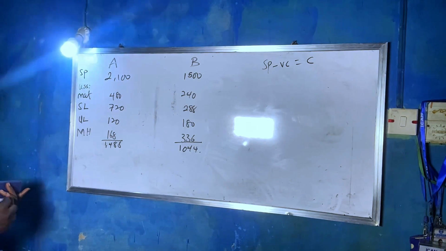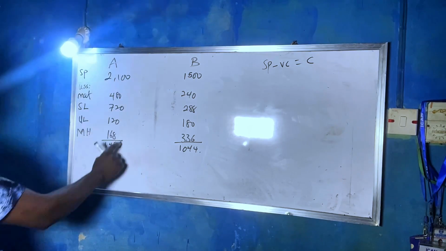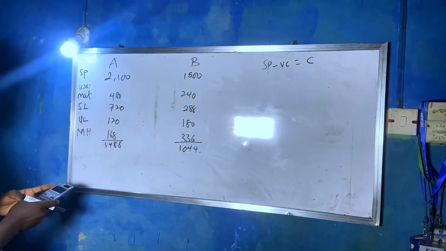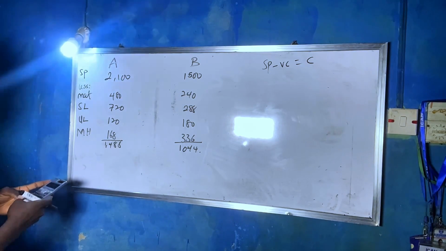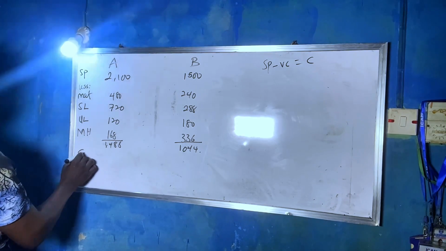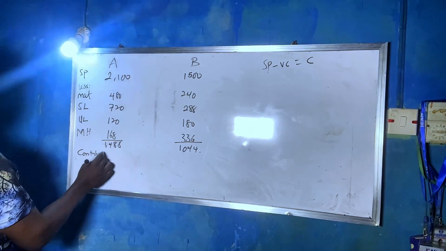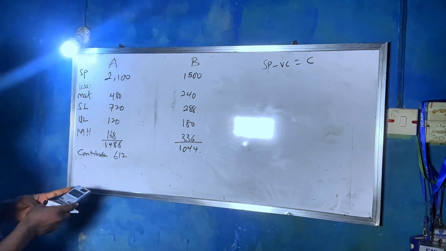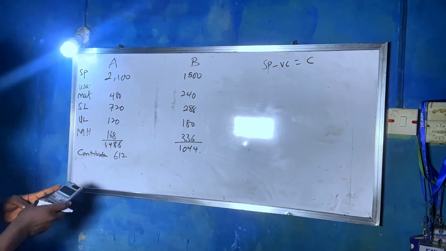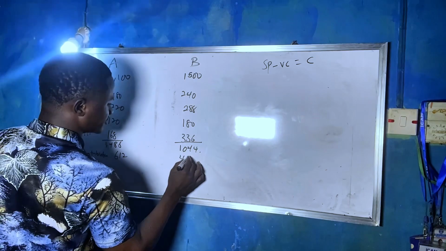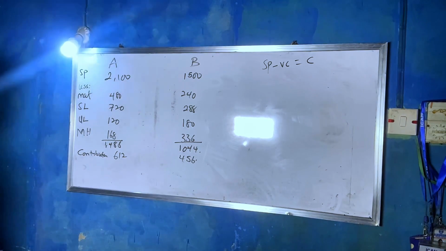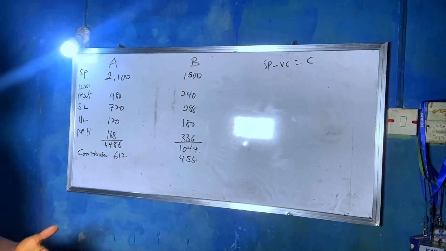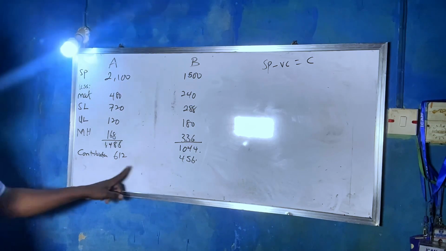So of course our contribution is our selling price minus the totality of our variable cost. So 21 minus 1488 gives us a contribution of 612. For this one, 15 minus 1044 is 456. So I can boldly say that this is our contribution for A, this is our contribution for B. So of course our objective function is to maximize this guy and this guy here.